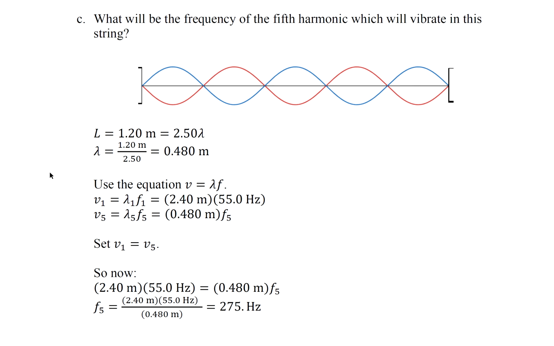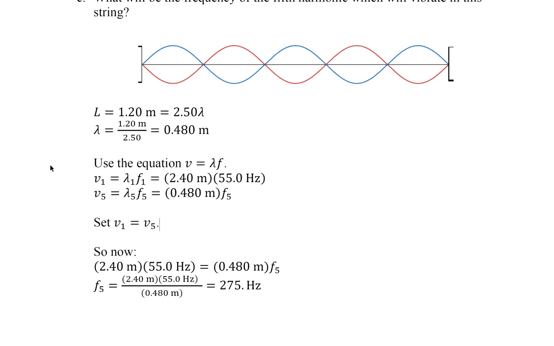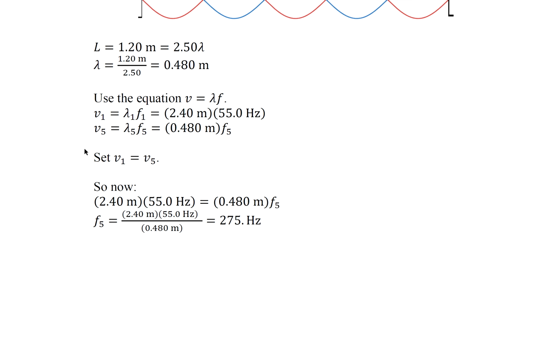Part C, what will be the frequency of the 5th harmonic which will vibrate in this string? So let's draw it out. The 5th harmonic is going to have 6 nodes. So we could solve for lambda. And then we have these 2 equations. Now the speed is going to be the same for the wave traveling through that string. So we could set V1 equal to V2.